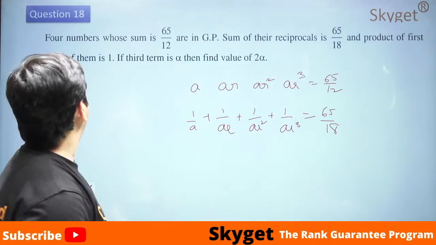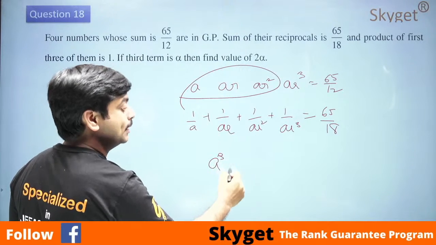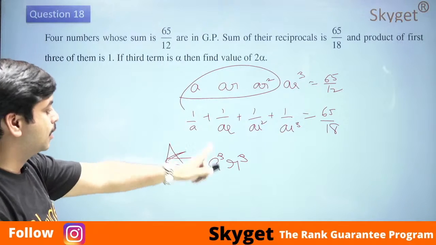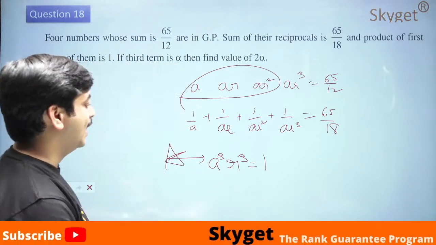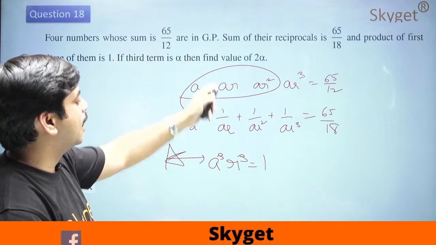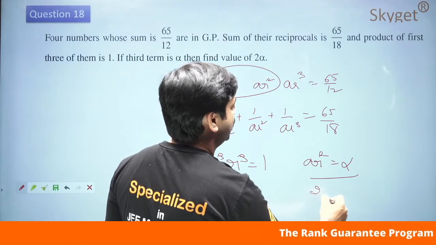And the product of the first 3 of them, that means A cube into R cube. This is very important, because you will get the most important term here. A cube R cube is equal to 1. So this is enough to say what is the value of AR. That will be easy for you in the next coming chapter. So the third term is alpha, third term is AR square. AR square is equal to alpha, then what is the value of 2 alpha?